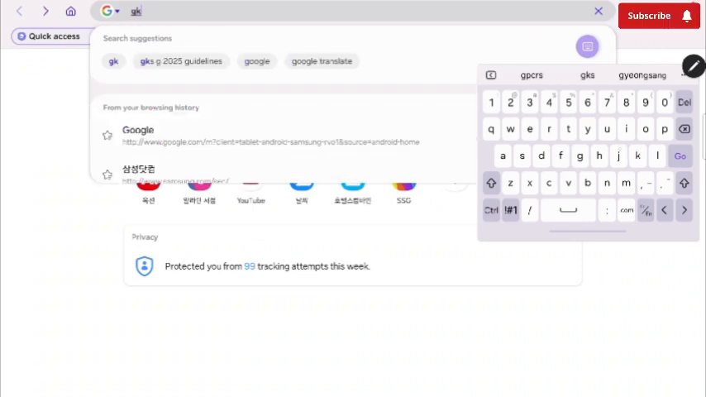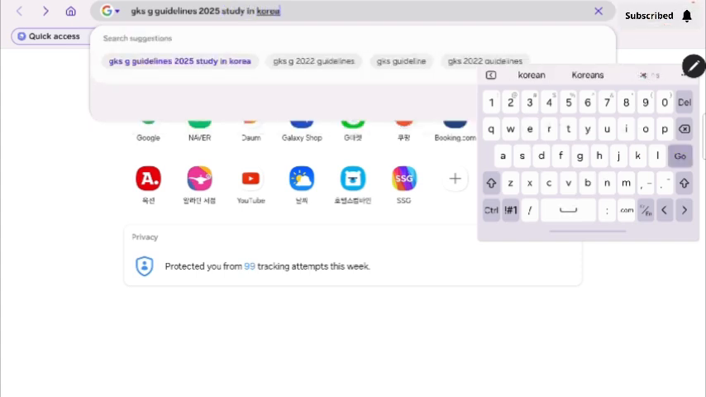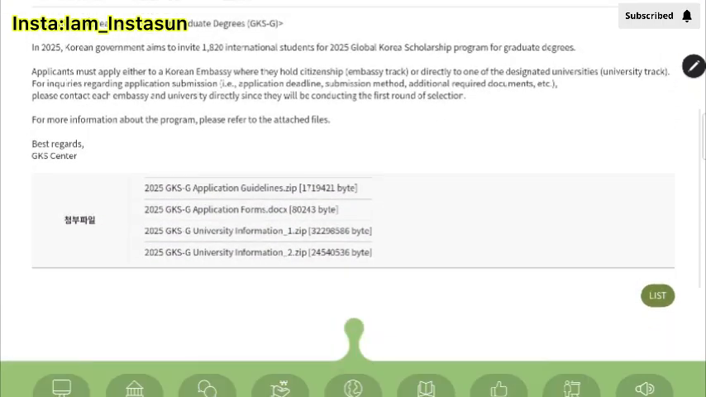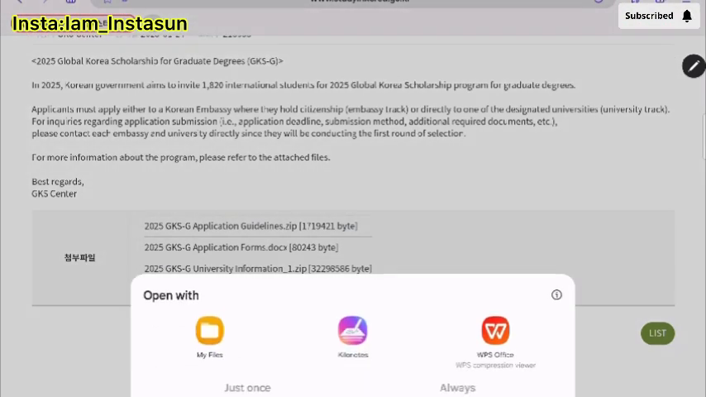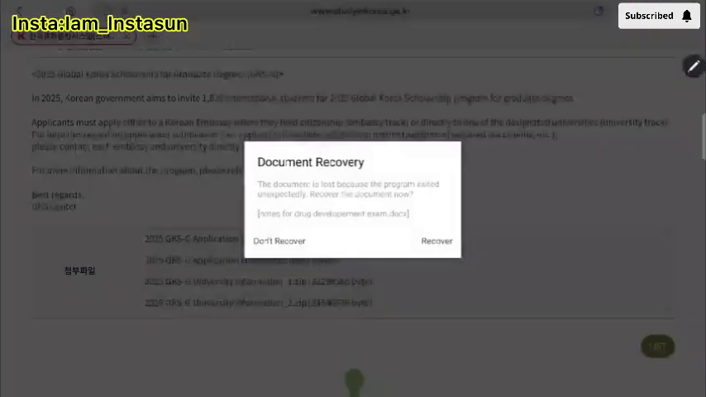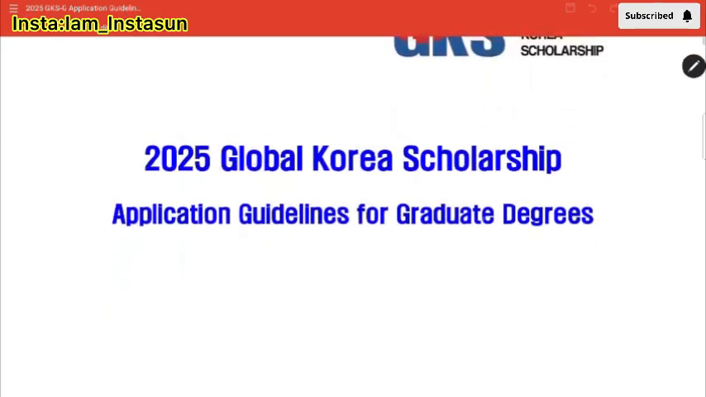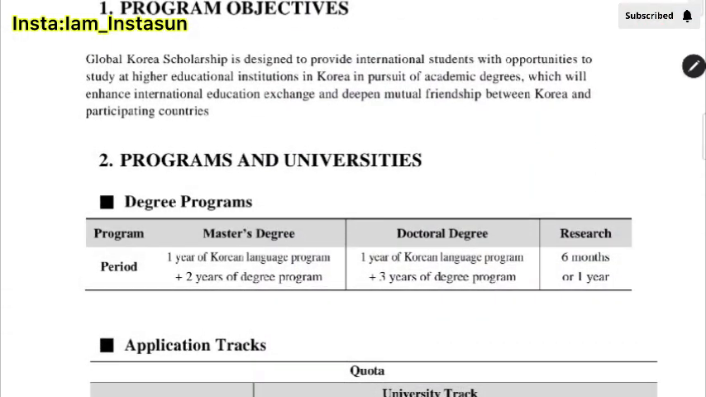Okay, guys. So here we can see the GKS-G guidelines 2025. Study in Korea, and there it is. Here we can see the GKS-G 2025 application guidelines, and these are the application guidelines from University Information File 1 and 2. So we go for this and now open. We can see there is English and Korean. Of course, we'll go for English. So we can see everything here, and this time they added a lot of new things.